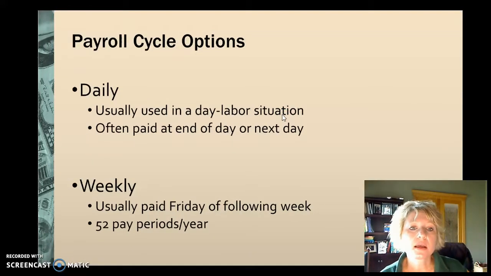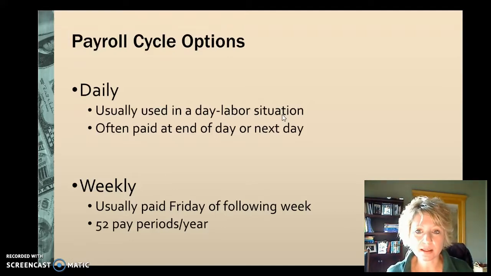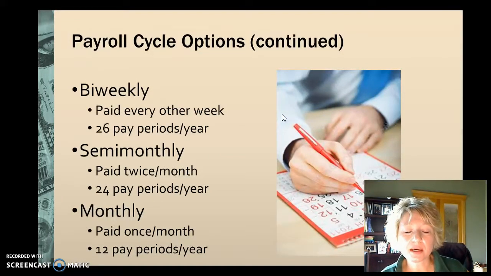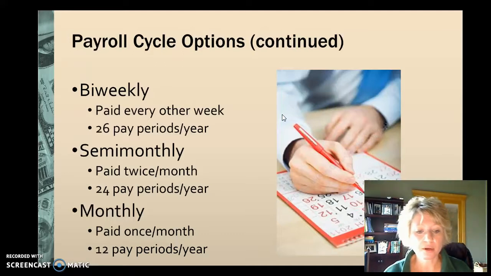Payroll cycles usually are used in a day labor situation, often paid at the end of the day or next day if they're paid daily. Most companies will pay weekly or bi-weekly, usually paying the Friday of the following week, for 52 periods in a year if it's weekly. If it's bi-weekly, employees are paid every other week, which is 26 pay periods per year. Semi-monthly is twice a month. Usually employers will pay on the 1st or the 10th, or maybe the 15th or the 30th, and in that situation, there are 24 pay periods within a year. Or the company can pay the employees monthly, which is once a month, which is 12 times per year.